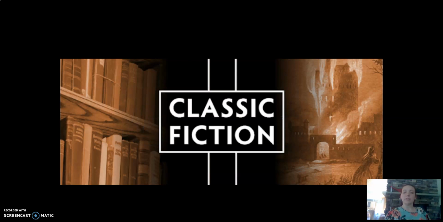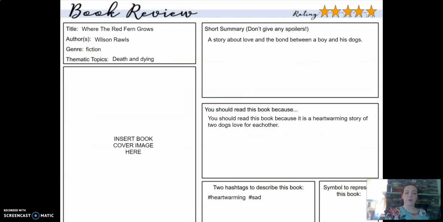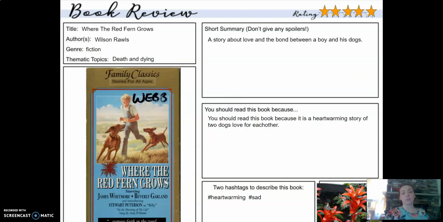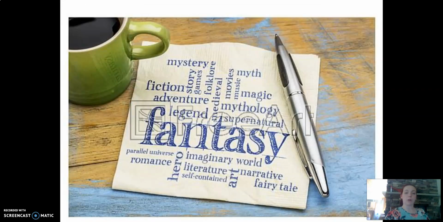Next she moves on to classic fiction. She's got Anne of Green Gables and Where the Red Ferns Grow. Another person did Where the Red Ferns Grow, so clearly she didn't have a checkoff list, which I definitely would have. But I think it's interesting to see the different takes of how these students view these books. After that, she's got fantasy. This is stuff like Harry Potter almost.